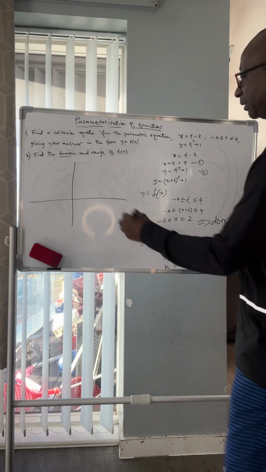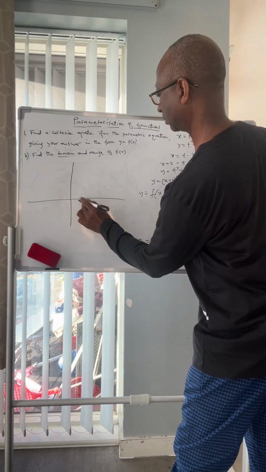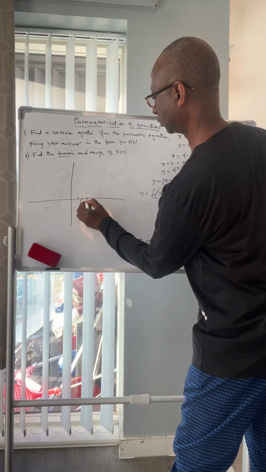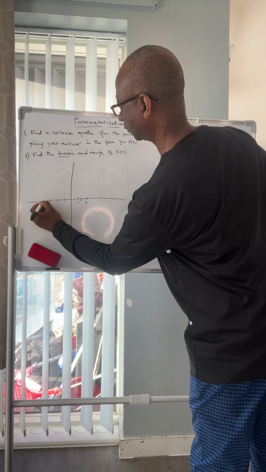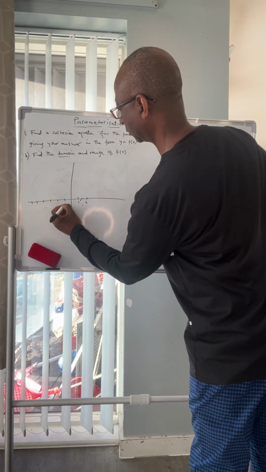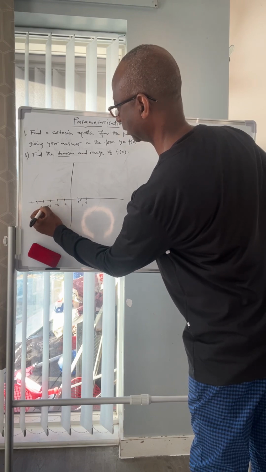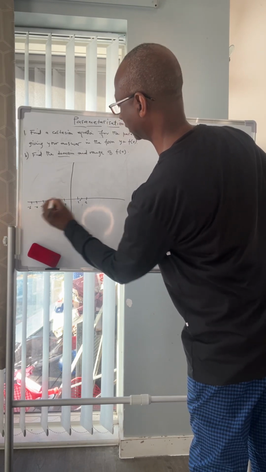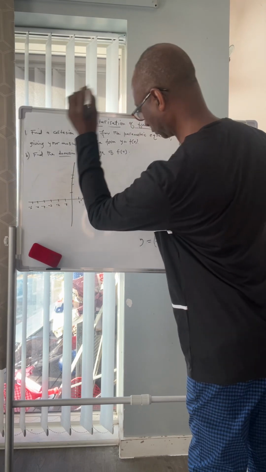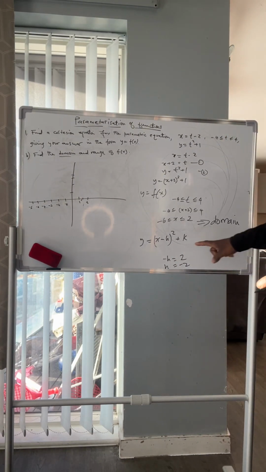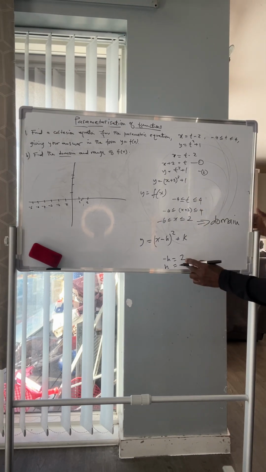Yeah? So it's telling us this is the positive side, 1, 2, and negative side 1, 2, 3, 4, 5, 6. Minus 1, minus 2, minus 3, minus 4, minus 5, minus 6. Let's say this is 1. We're going to find the range, we don't know. So which means we're having our h is minus 2.